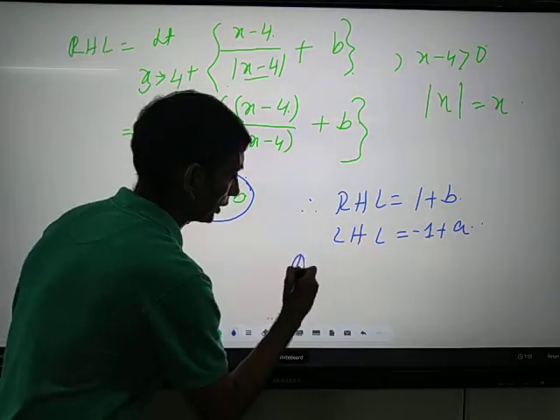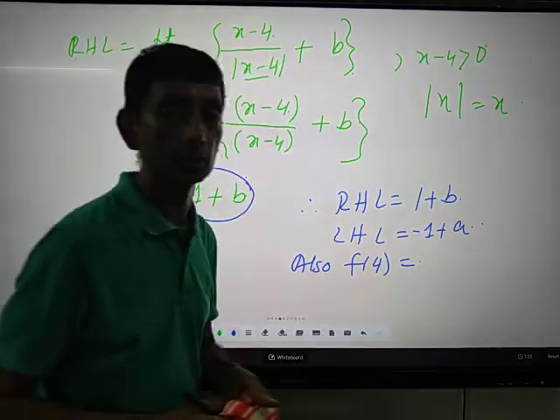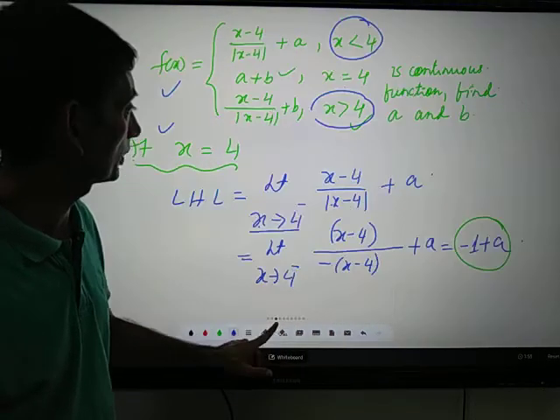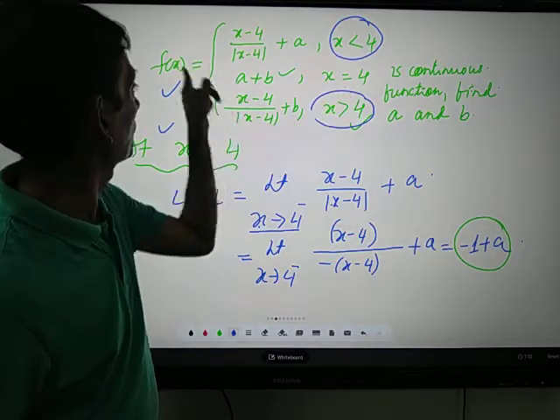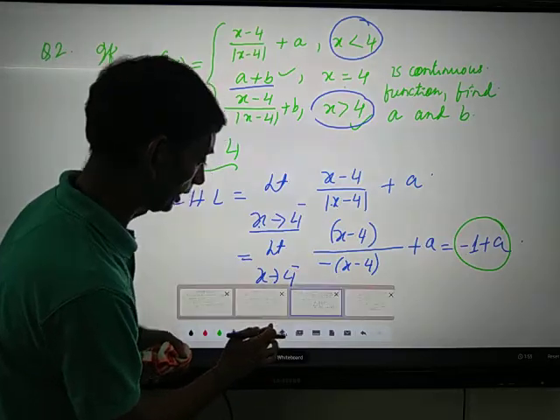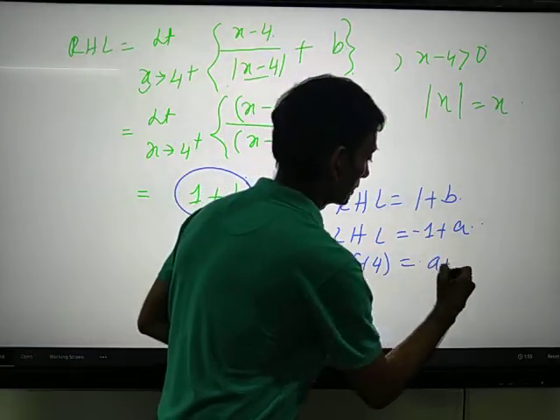And also let us check f(4). What is the functional value? Let us see the functional value in the question. So for x equal to 4, the functional value is what? a plus b. So let's move ahead. The functional value is a plus b.